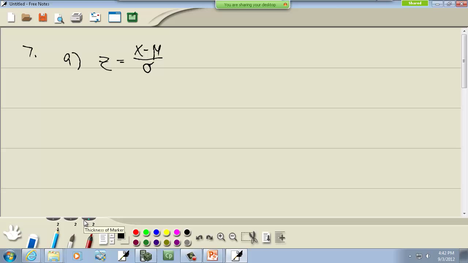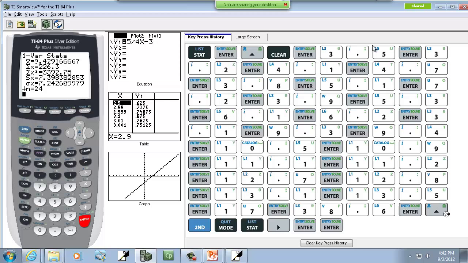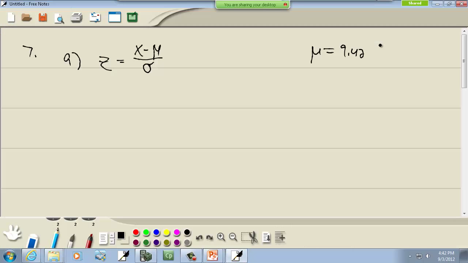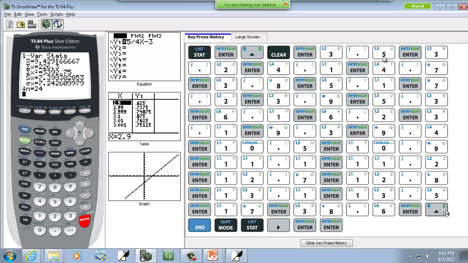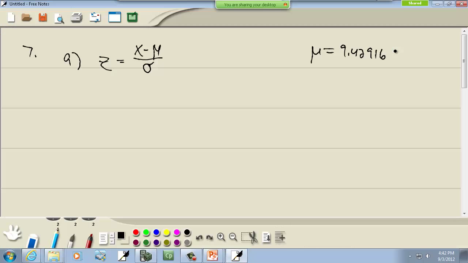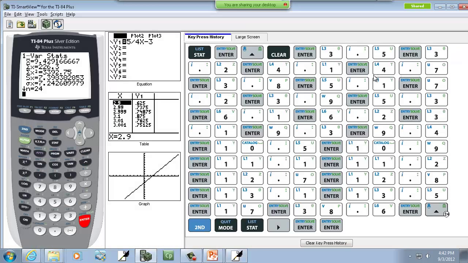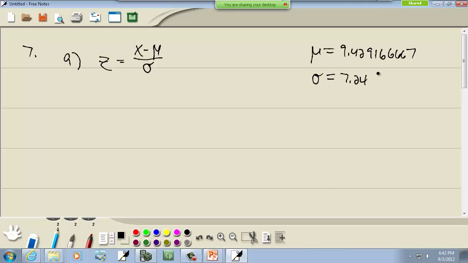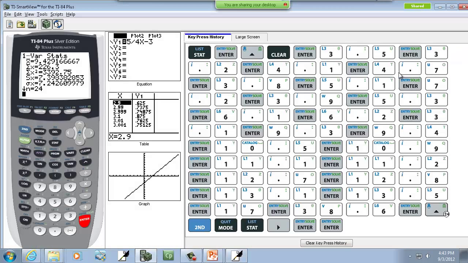And I don't want x bar since we said population values. This would be mu. And we've got 9.4296 and some more digits. We also need our standard deviation, which is 7.2426099979.